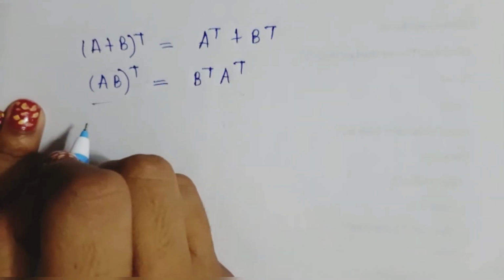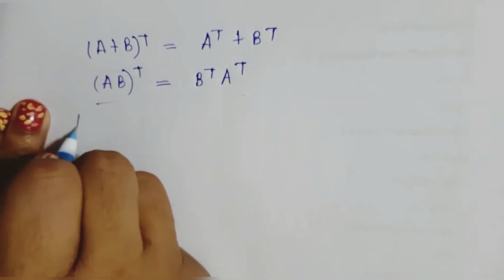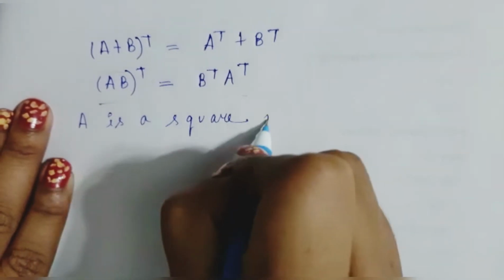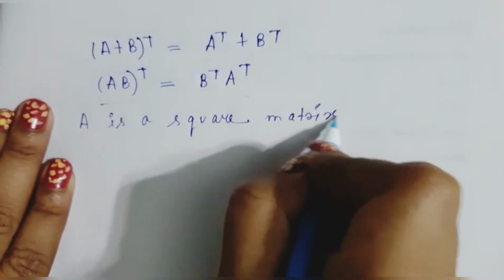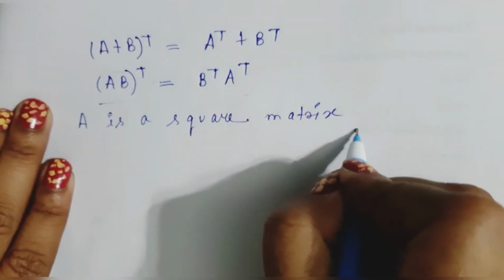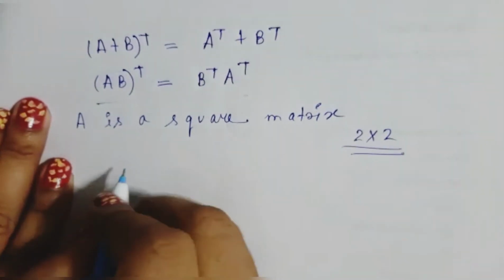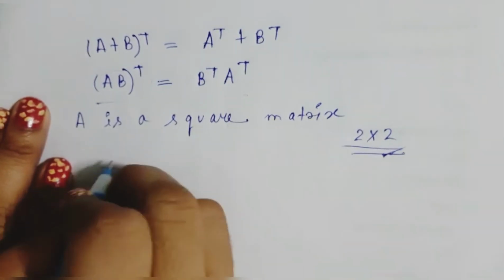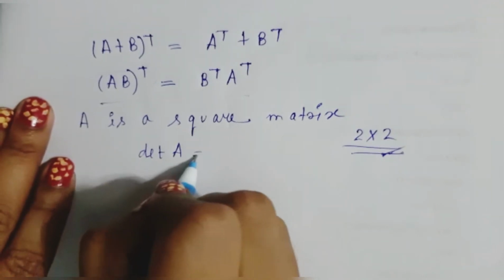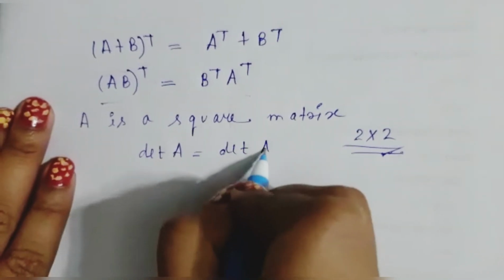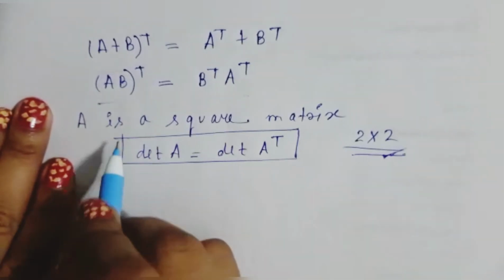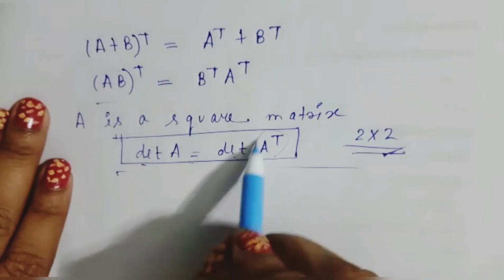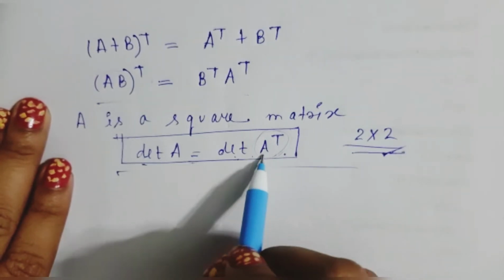And one more is that if you are saying that your A is a square matrix, what does that mean? It means that suppose it is 2 cross 2, or something like that, a square matrix. Now the determinant of A is equal to the determinant of A T. So this is one of the properties, that the determinant of A is going to be the same as the determinant of the transpose of A. Okay.